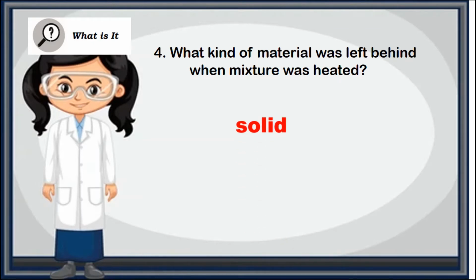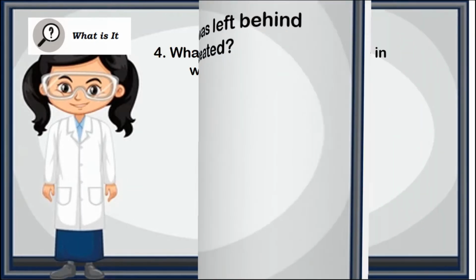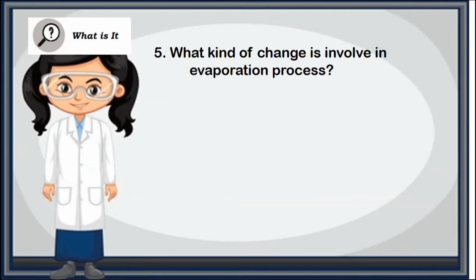Okay. Mao na to siya ang mabilin after ma-heat or ma-boil ang solvent, ang mabilin ana kay ang solid na. Okay, number 5. What kind of change is involved in evaporation process? Unsa nga change ang involved sa evaporation process? Chemical change ba or physical change? The correct answer is physical change.